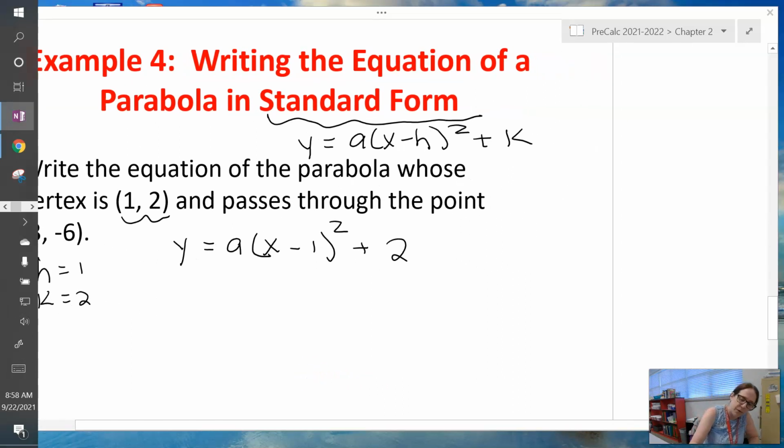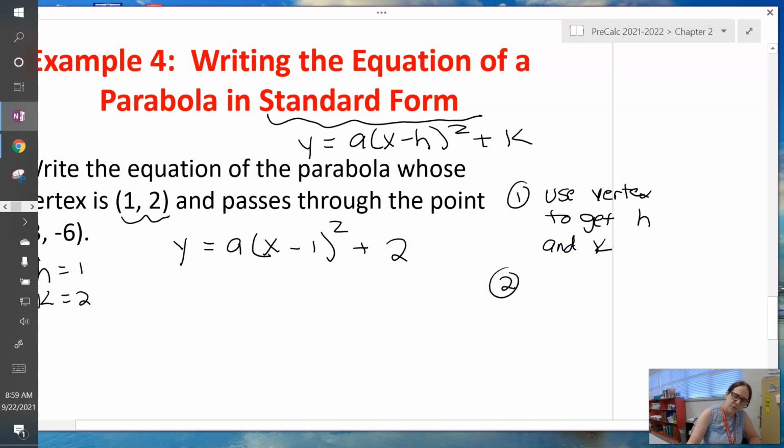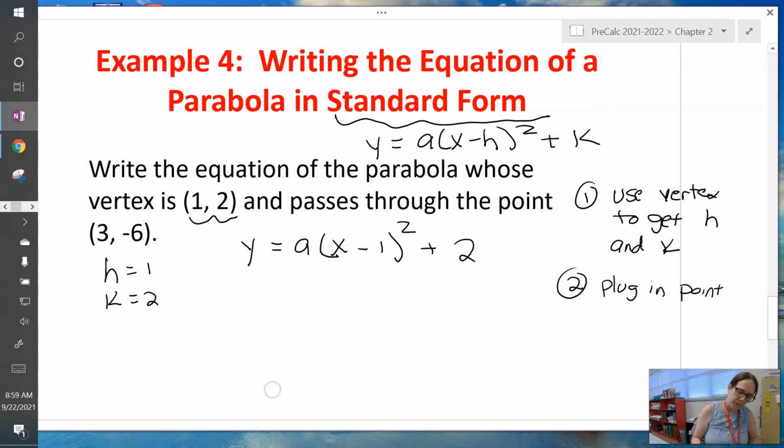So let's write down our steps here. Number 1, use the vertex to get h and k. And then number 2, you're going to plug in your point. Plug in point. So let's plug in our point.